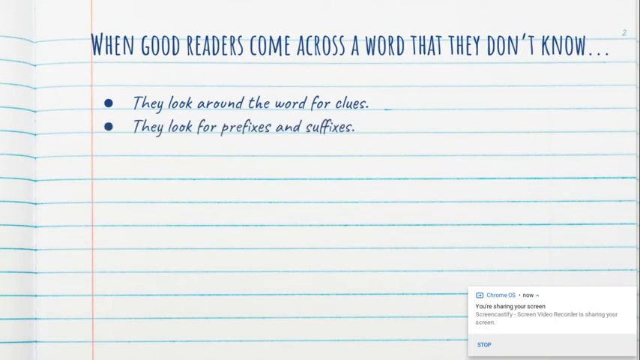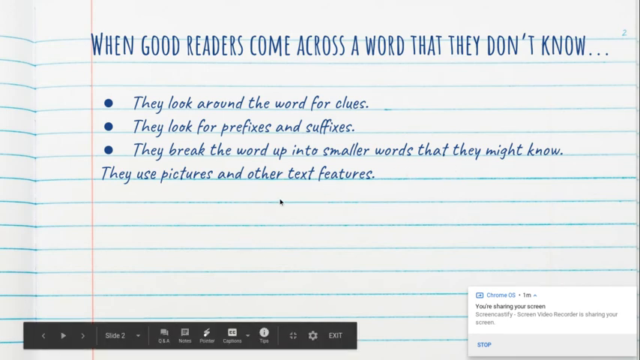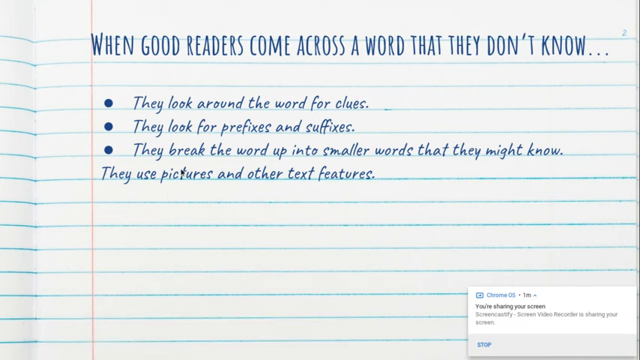They look for prefixes and suffixes that come at the beginning and ending of the word. These can help us to better understand what the word means. They break the word up into smaller parts or smaller words that they might know. They use pictures and other text features. So a lot of times the pictures or the graphs or charts or things can also help us. These are the things that we're going to use today to help ourselves understand some words. So I have two examples and then you're going to do some on your own.